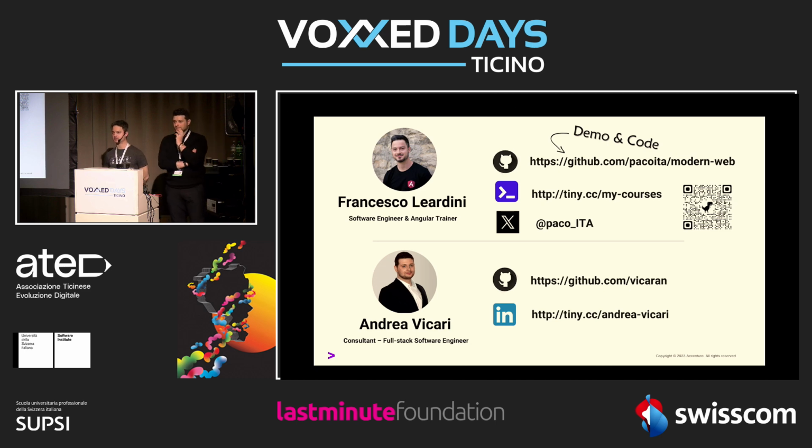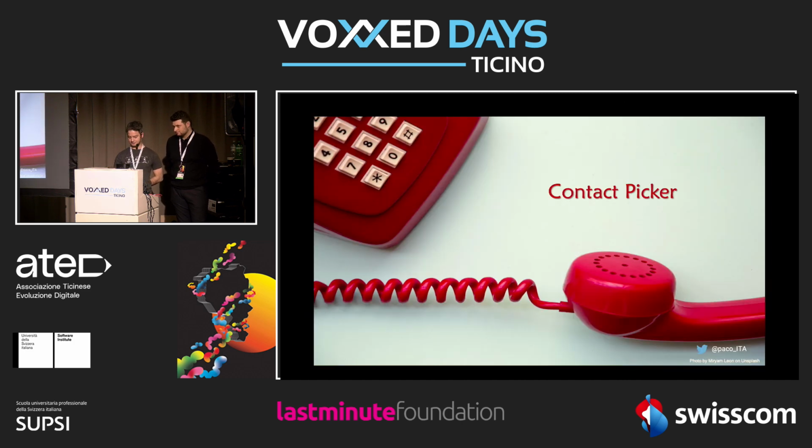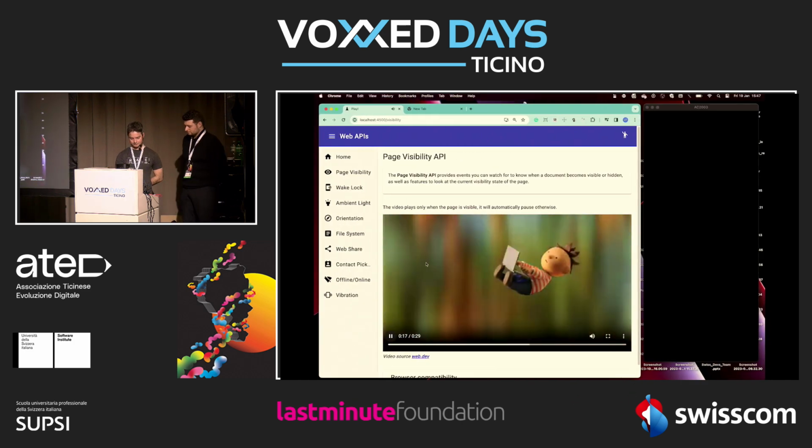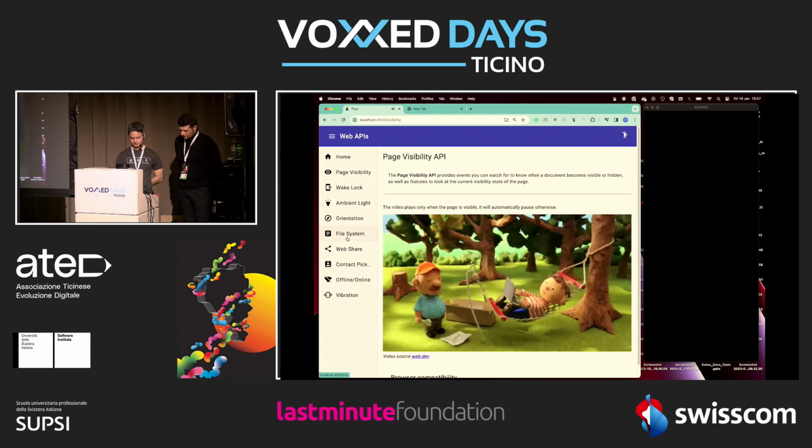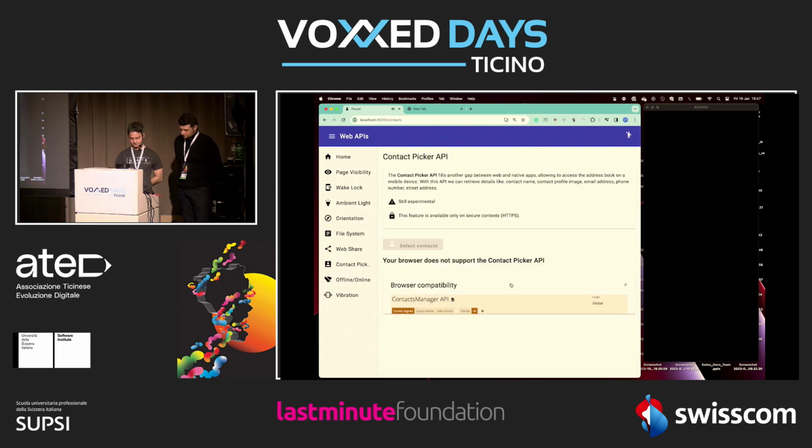So, grazie Andrea e Francesco per la bella presentazione. And my question is, especially regarding the contacts web API, is it a matter only about the browser or about the operating system too? Because you mentioned before that this is supported only by Android at the moment. How would it work, for example, with an iPhone?